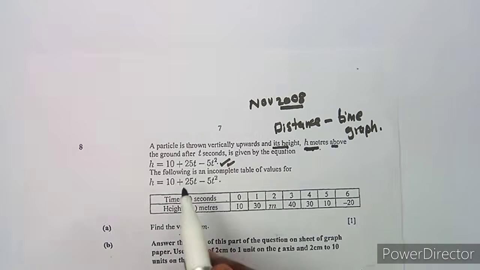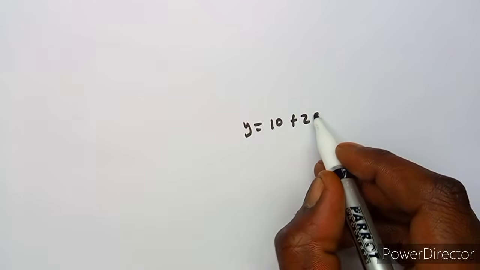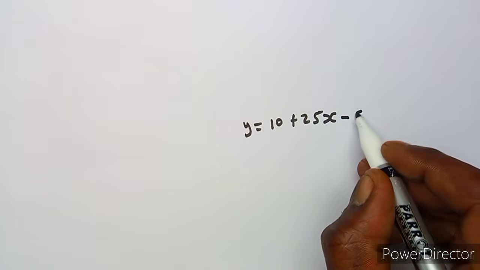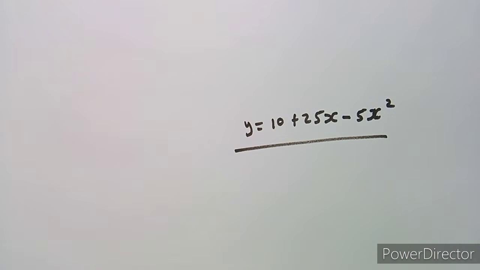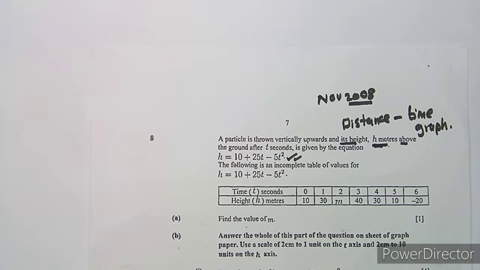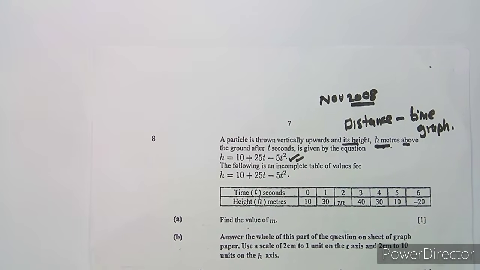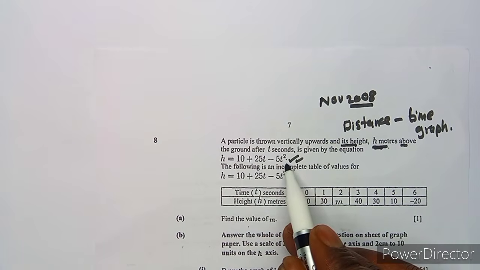Everything, because on a quadratic graph, this was supposed to be written like this. If it was a quadratic graph, this was supposed to be written as y is equal to 10 plus 25x minus 5x squared. That is what it's supposed to be like on a quadratic graph. But now they just used another letter. So the concept or the idea, even the shape of the graph, is not going to change because it still follows the shape of a quadratic graph.